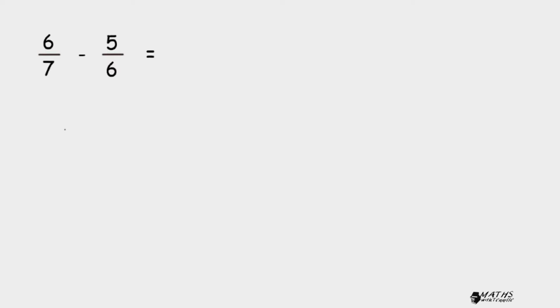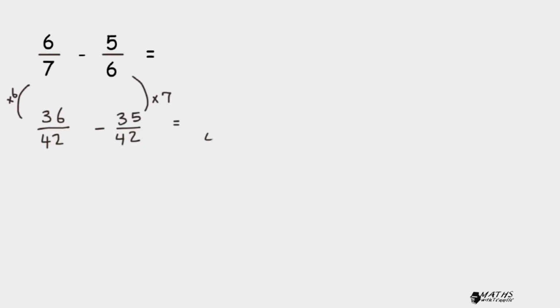Now we're going to look at our first subtraction question, which we do in the same way as the addition. We find our lowest common multiple. We have 7 and 6. So let's look at 42. How do we get from 7 to 42? We times by 6. So we do the same to the numerator. 6 times 6 is 36. And to get from 6 to 42, we times by 7. We do the same thing to our numerator. 5 times 7 is 35.